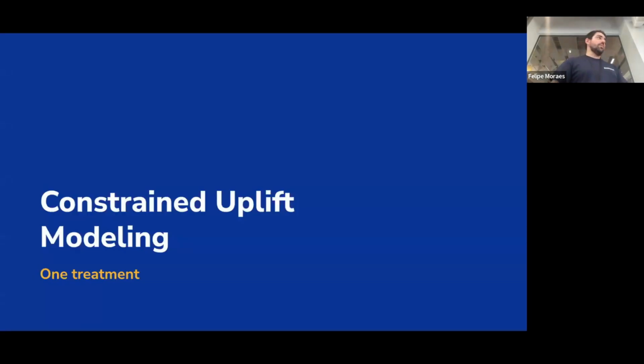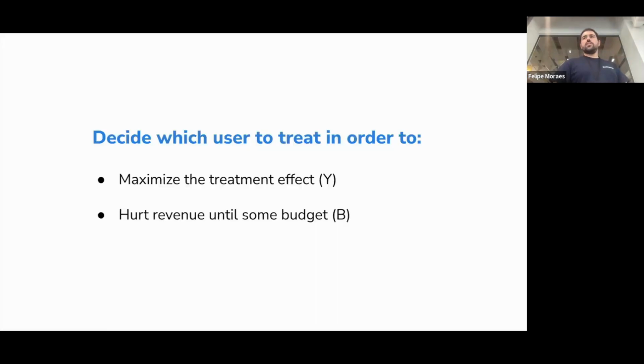So, constrained uplift modeling. I'll start with one treatment, and then we progress from that. I'll give two scenarios. You can decide to treat a user in order to maximize the treatment effect, which can be the booking rate, and you can decide to hurt some budget. Your company says, you know, it's Black Friday, we want to make everyone happy, we want more people to book, so get these budgets. But you can have different things. It depends on the priorities.